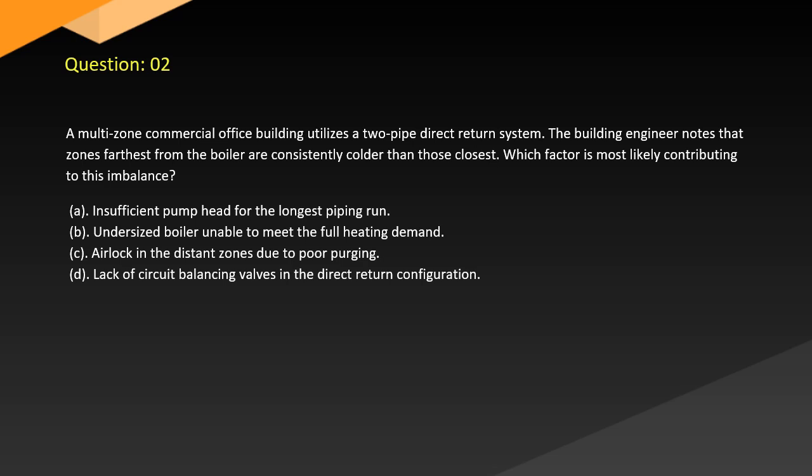Question 2. A multi-zone commercial office building utilizes a two-pipe direct return system. The building engineer notes that zones farthest from the boiler are consistently colder than those closest. Which factor is most likely contributing to this imbalance?